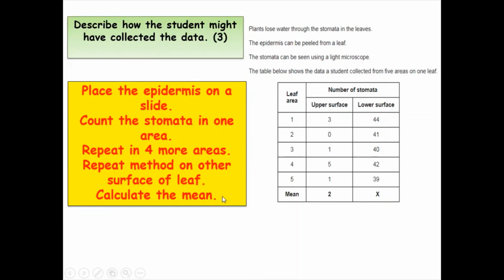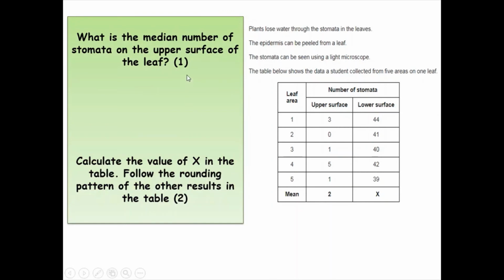To calculate the mean, the mean is the average, so you'd add all these numbers together and divide it by 5. So what is the median number of stomata on the upper surface of the leaf? So we're looking at this one here. You put them all in a line like this, so you go 0, 1, 1, 3, 5, and then the median is the middle number, so the answer would be 1 in this case.